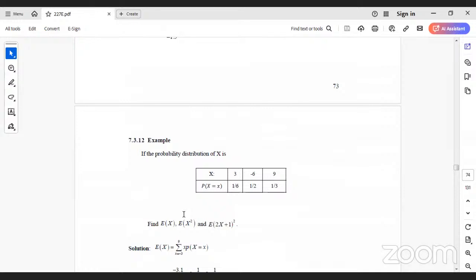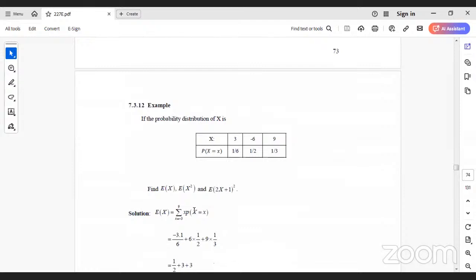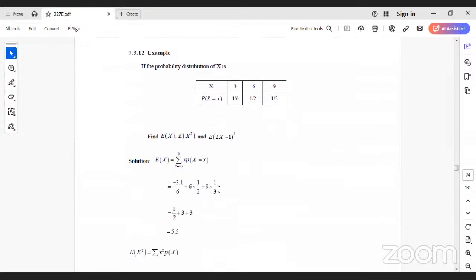Then the probability distribution of X: values minus 3, 6, 9 with probabilities 1 by 6, 1 by 2, 1 by 3. Find E of X, E of X square, and E of (2X plus 1) whole square. E of X is the summation of x times p of x, so minus 3 into 1 by 6, plus 6 into 1 by 2, plus 9 into 1 by 3.